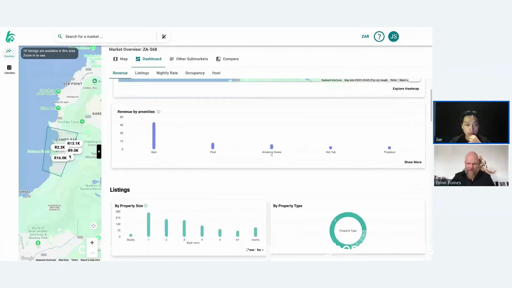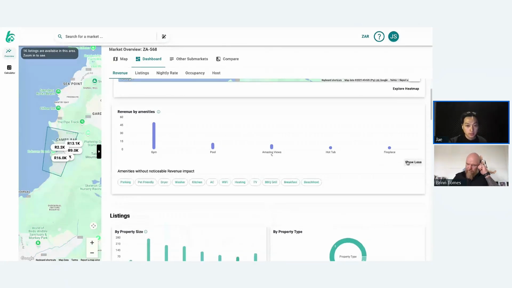You can also see which ones have the highest demand. So gym seems to be the feature that people are looking for. How we get this data is we do some analysis after normalizing the listings data to find out which amenities influence average daily rate or occupancy rate. So gym, pool, views, hot tub, fireplace are something people are looking for in this area. And it looks like these are the amenities that don't have a noticeable revenue impact.